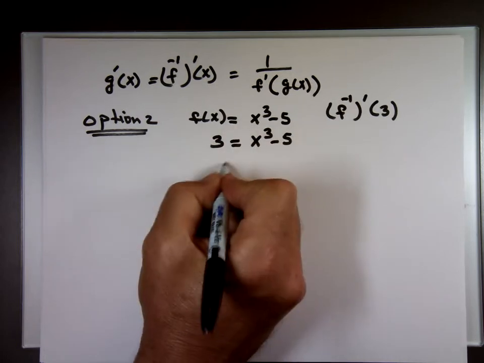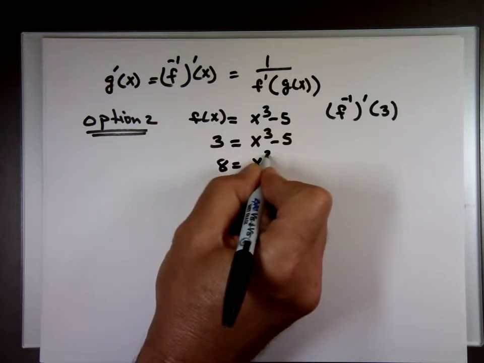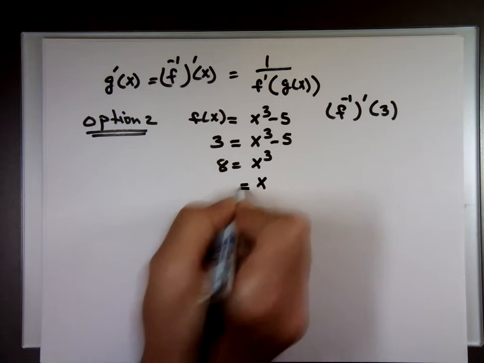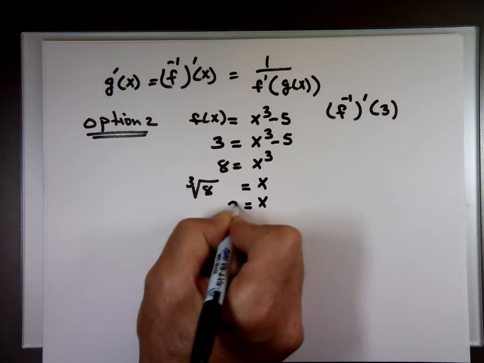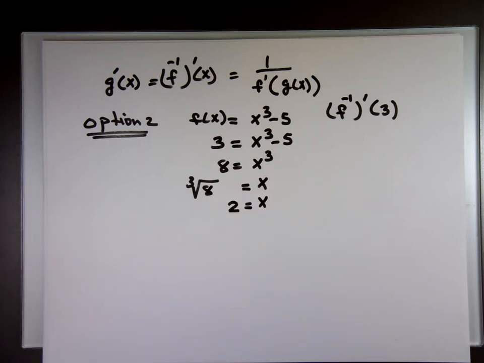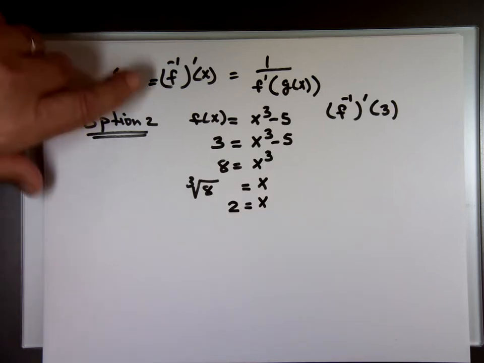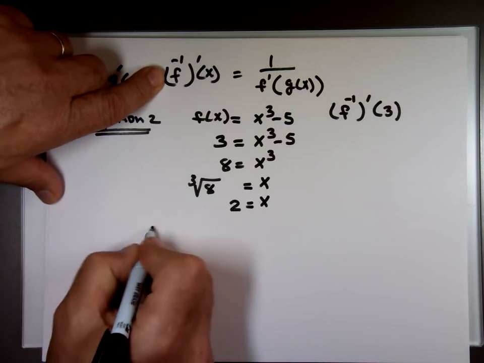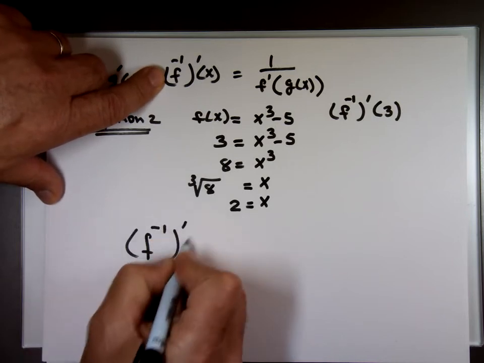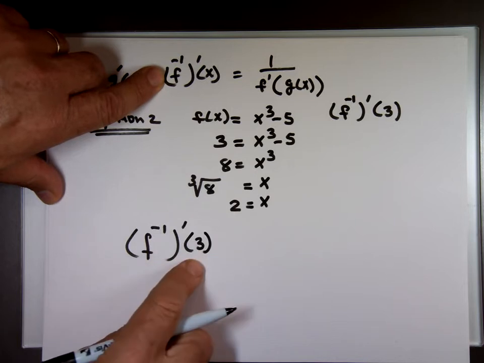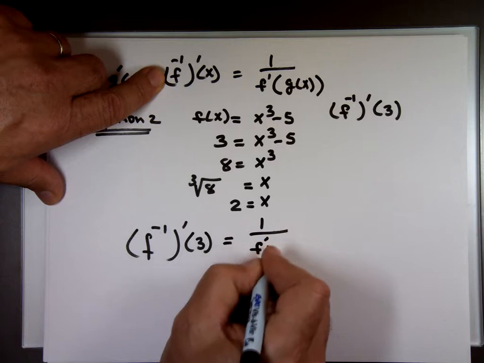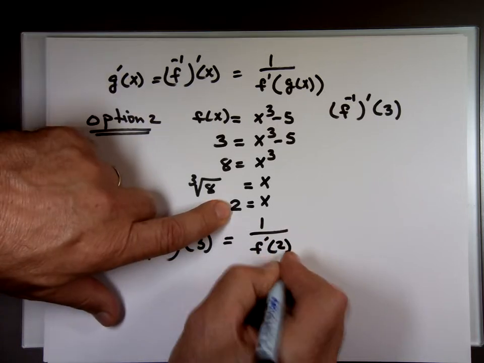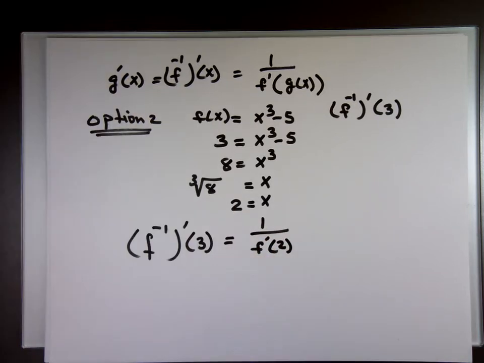Bring the minus 5 here. 8 equals x cubed. What is x equal to? Isn't that the cube root of 8, which is what? 2. So now if you want to find the answer to that question, it is actually 1 over f prime at 2.